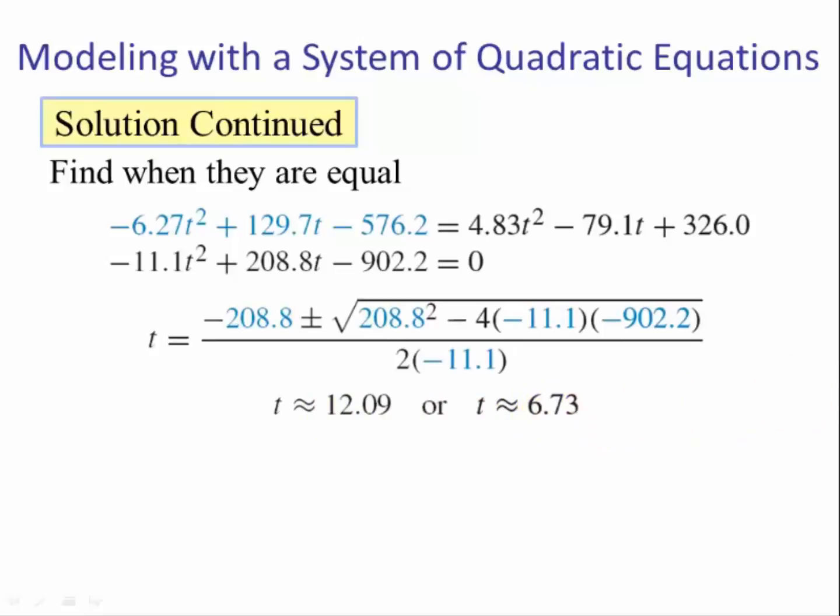Now, since we are interested in finding the value where the DVDs overtook, we don't need this solution. We only need this one. So we would say, according to the model, in a little more than 12 years after 1990, around 2002, the DVDs outsold the video cassettes.